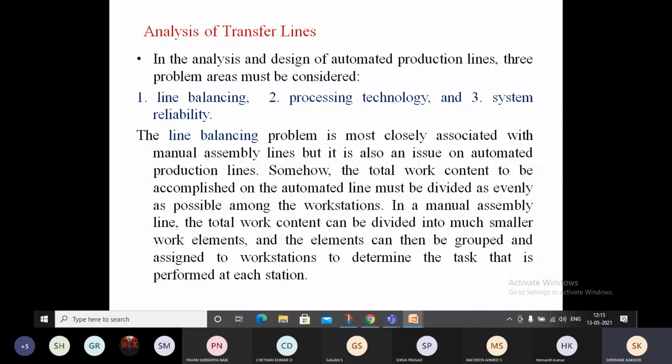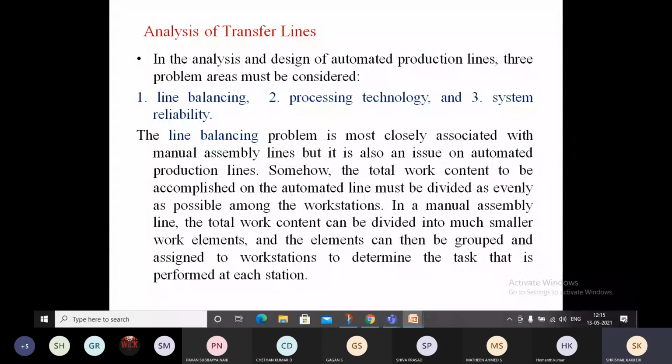And then the system reliability: how much we can reliably depend on the system, that we will be discussing. The analysis of transfer lines covers line balancing, processing technology, and system reliability. Now let me get into the depth of line balancing.